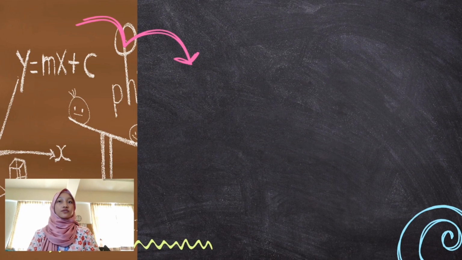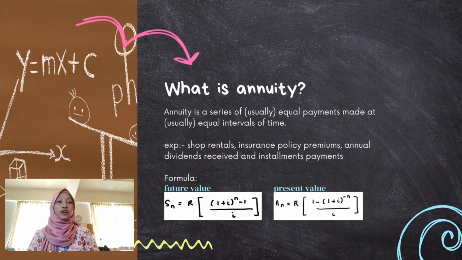The formula of future value of annuity is Sn equals R multiplied by [(1 + i)^n - 1] divided by i. And the formula of present value of annuity is An equals R multiplied by [1 - (1 + i)^(-n)] divided by i.